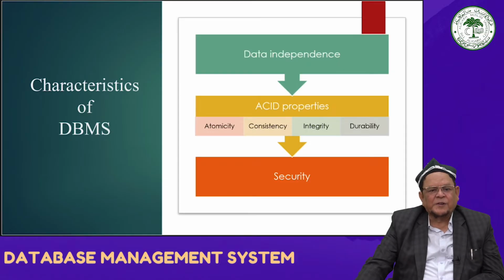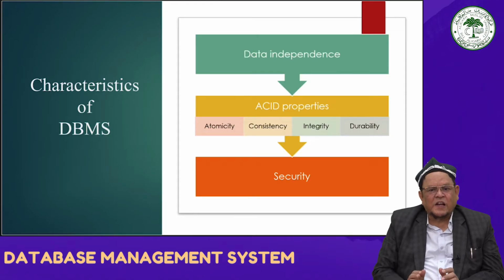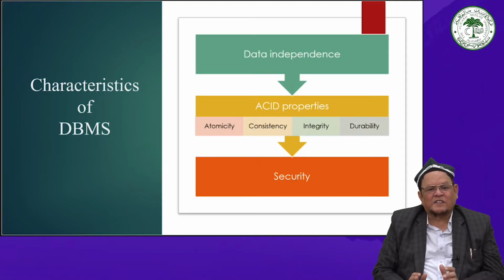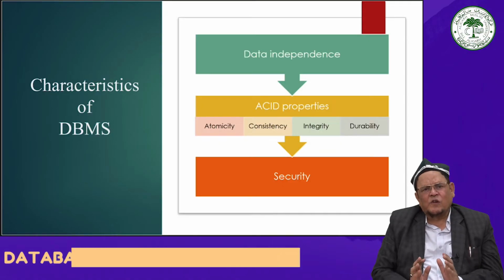Then integrity. Integrity means the data should be correct and consistent in nature. Data available in the database should be correct as well as consistent. It means integrity ensures the accuracy, consistency, and reliability of data by enforcing constraints such as unique key, foreign key, and data types.